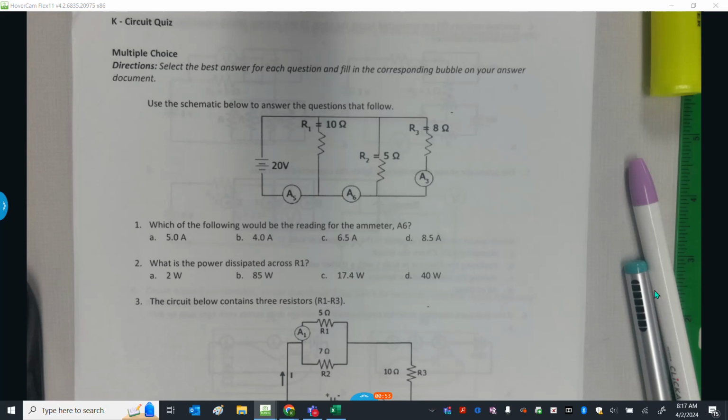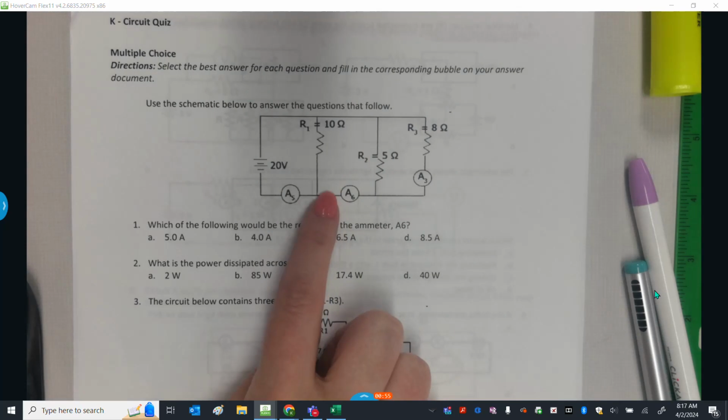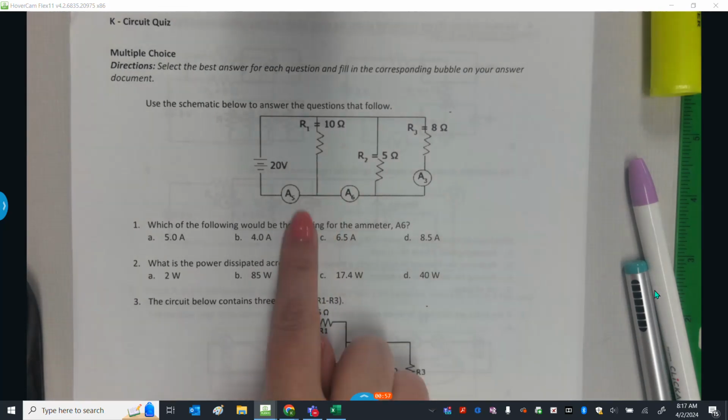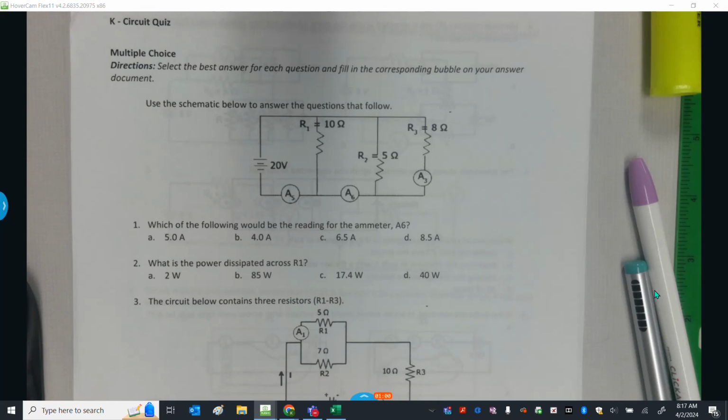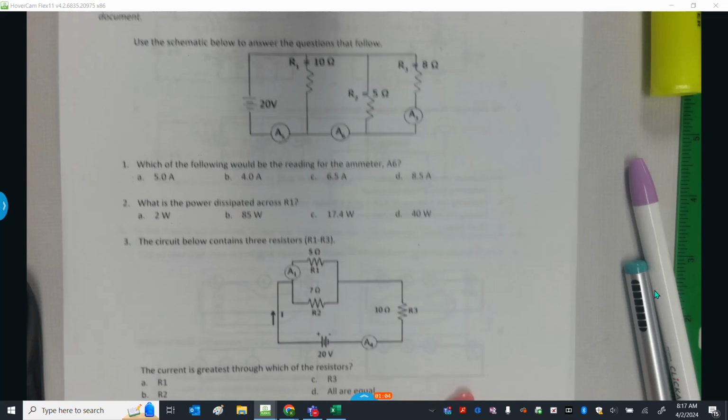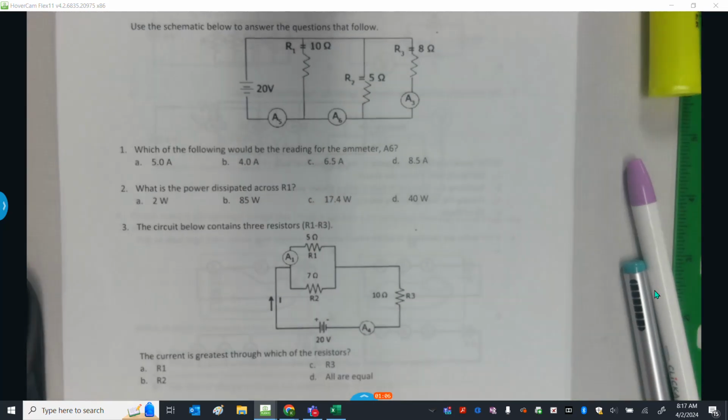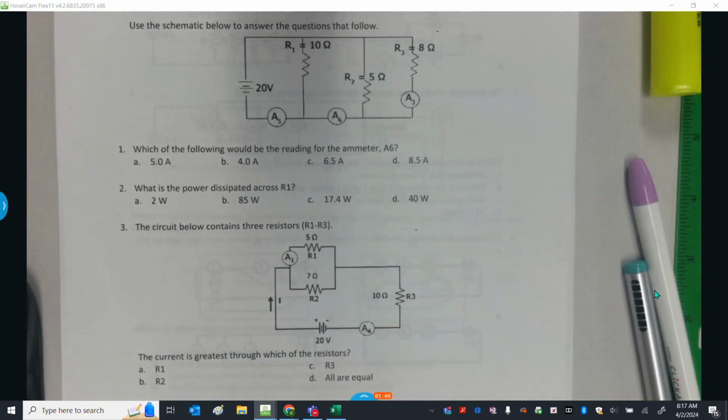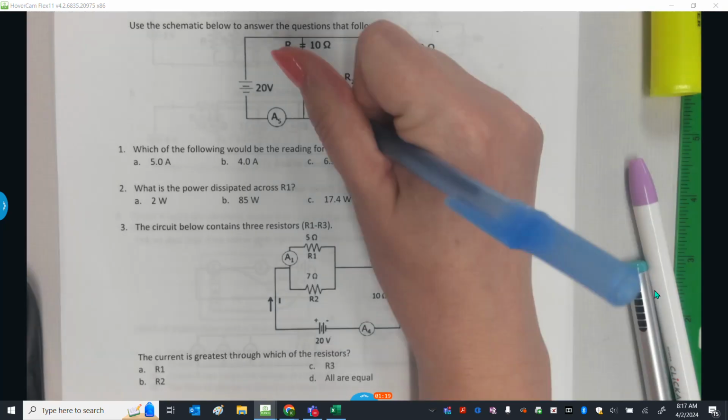Again, this is Form A, number 1. If you don't have Form A, please look for this diagram. And we're going to go over the 2 questions underneath it. It says, use the schematic below to answer the questions that follow. Which of the following would be the reading for the ammeter A6? So that ammeter that it's referring to at A6 is right here.